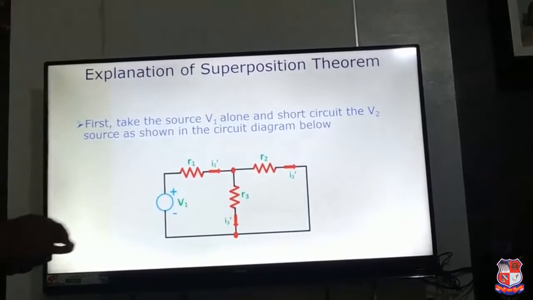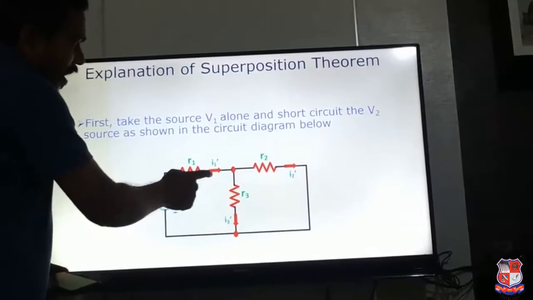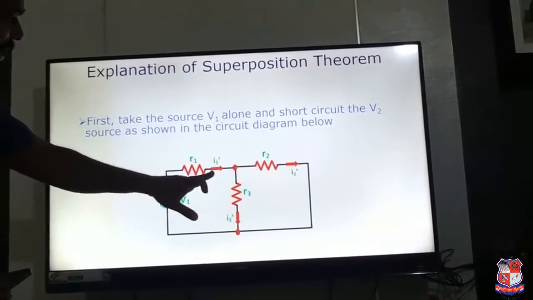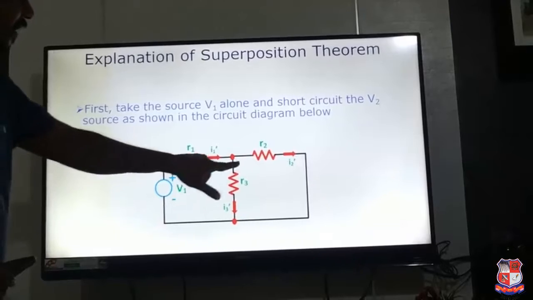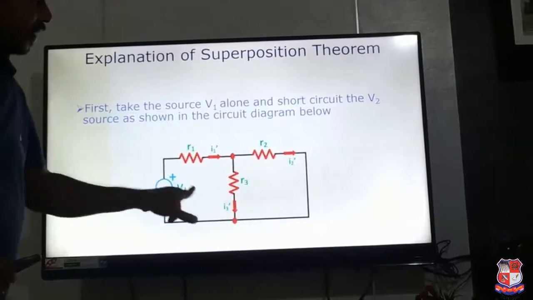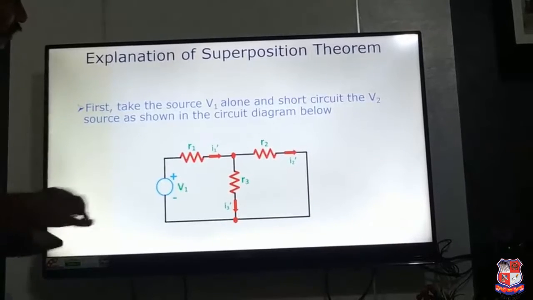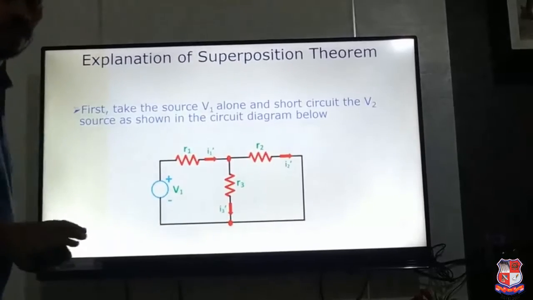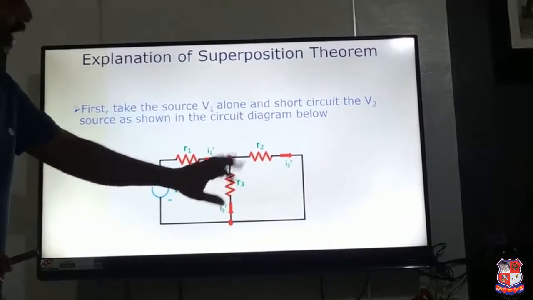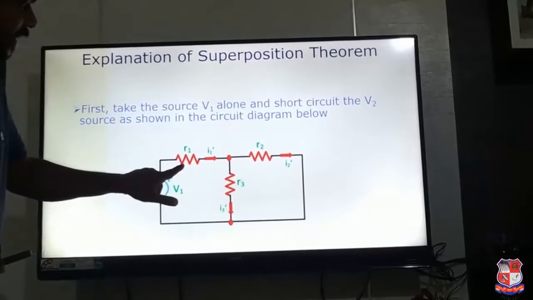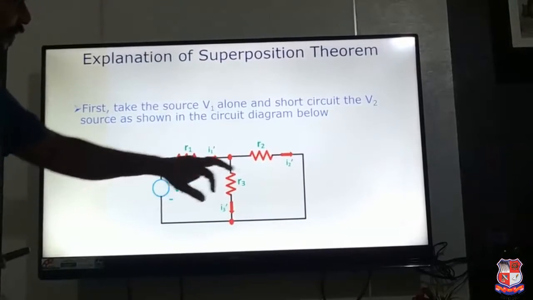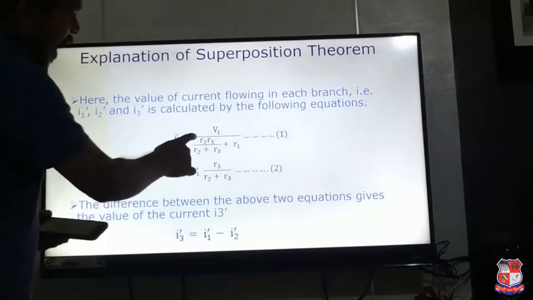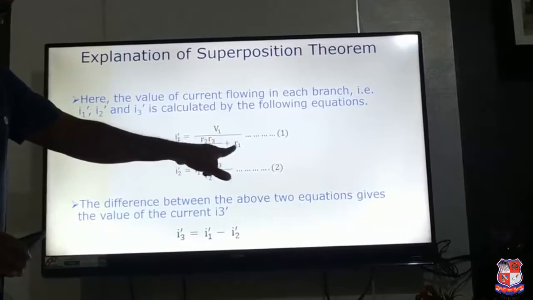This parallel combination of R2 and R3 is connected in series with the R1 resistance. If we want to calculate I1 dash, according to Ohm's law, current I is equal to V by R. The voltage source is V1 and we want to find the equivalent resistance of this circuit. These two are connected in parallel, so their equivalent is R2 R3 divided by R2 plus R3, and this parallel combination is connected in series with R1, so the whole equivalent resistance of this circuit becomes R2 R3 divided by R2 plus R3, plus R1.